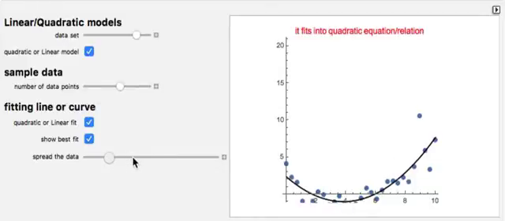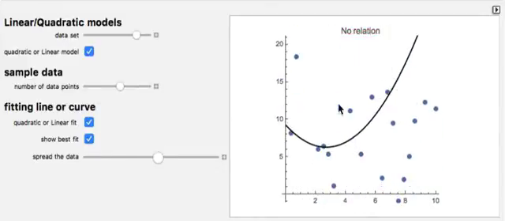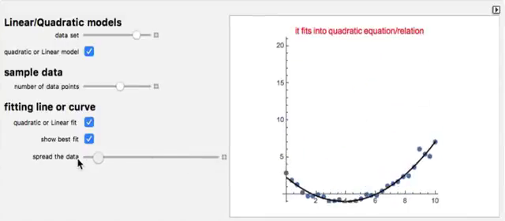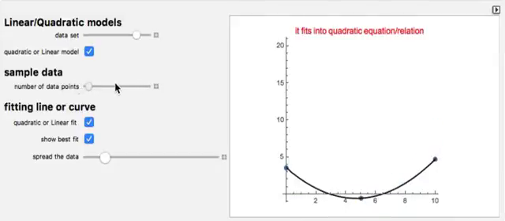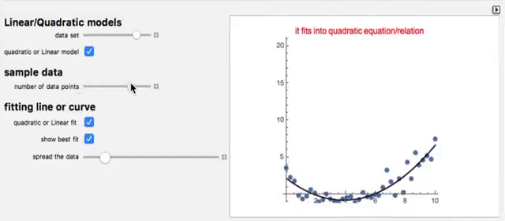And again, the further we spread the data, there's no relation. We don't see a curve with these points, but if the points come really close together, we see a clear curve. And we can increase the number of data points, we can decrease the number of data points, and again, it's easier to tell with more data points because you have more evidence.